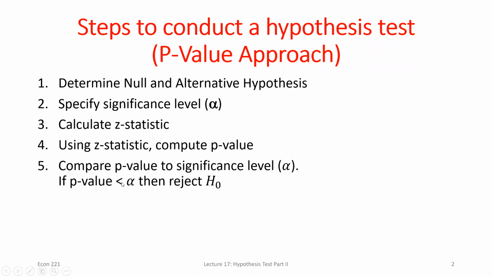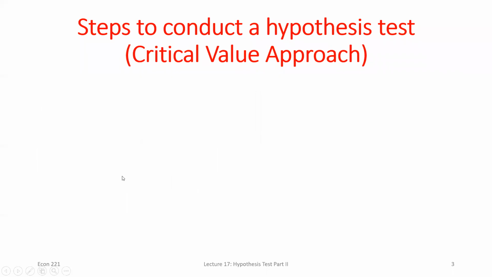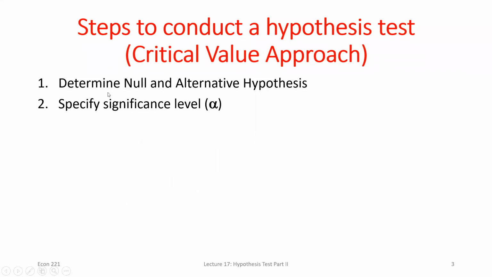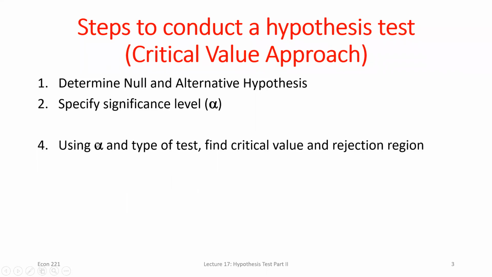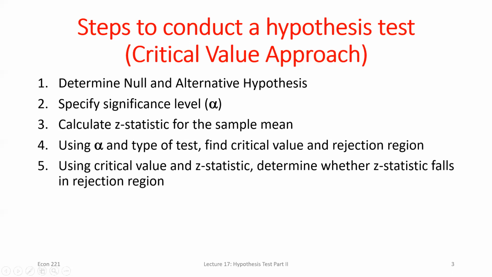If our p-value is less than alpha, we can reject. Or we can do the critical value approach, which starts out the same, we calculate our test statistic, but then we use alpha and the type of test we have to find a critical value. If our test statistic, our z-statistic, is in our rejection region, using that critical value, then we reject. So we can do this two ways. Each one of these examples, I'll make sure I show you what it would look like no matter which approach we use.